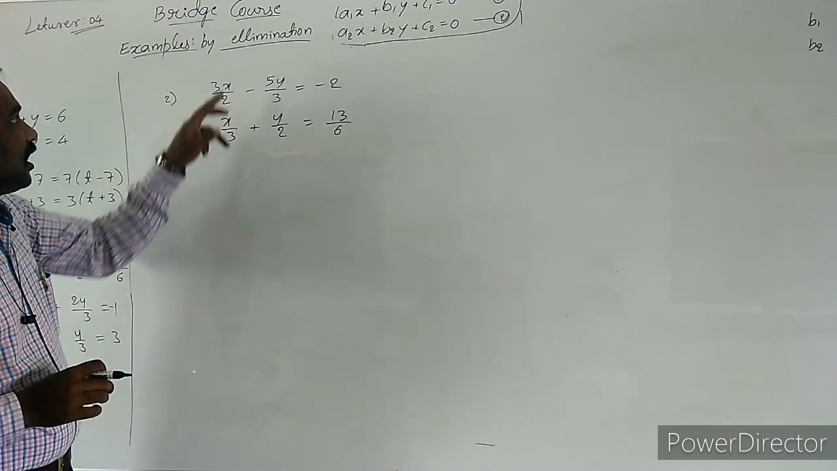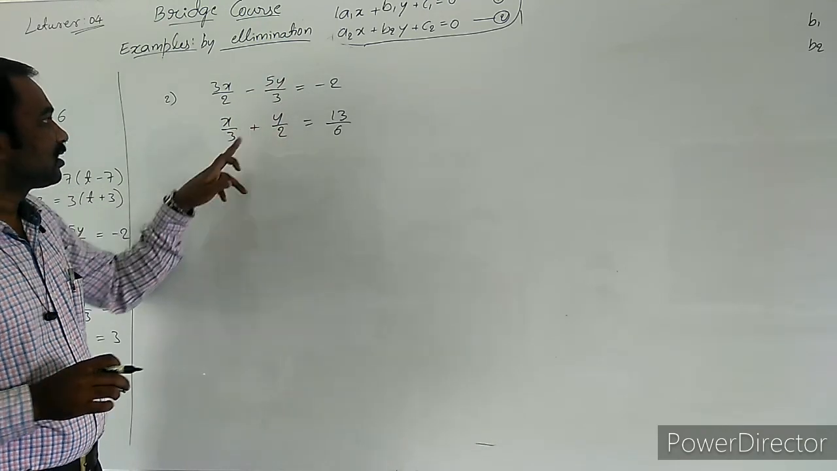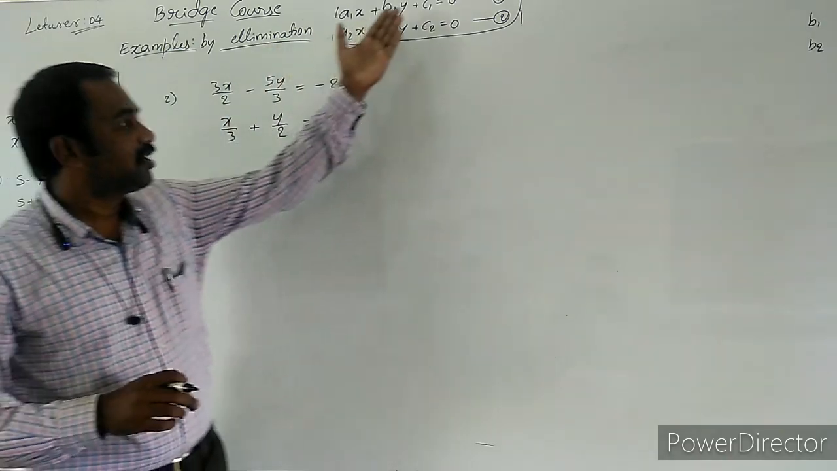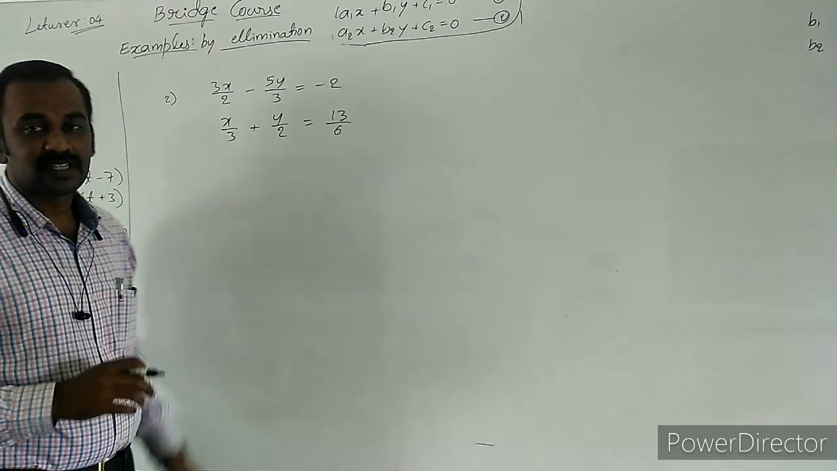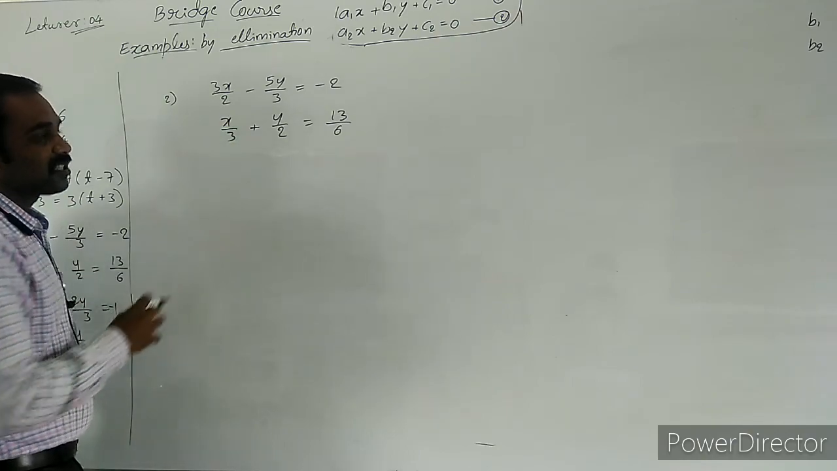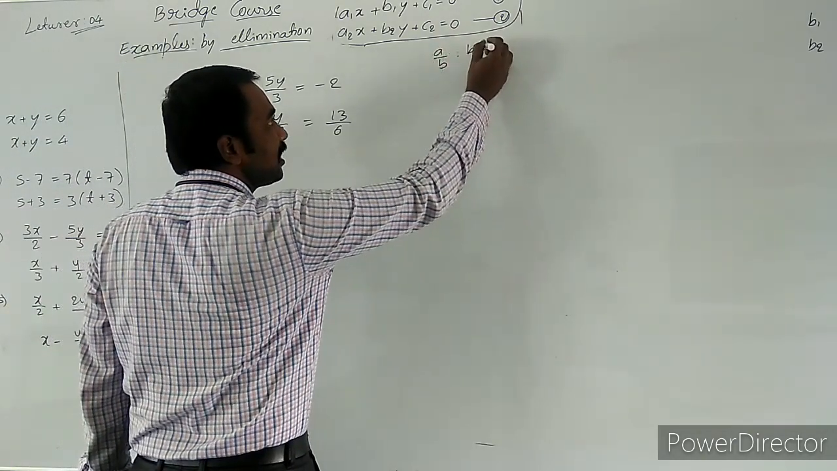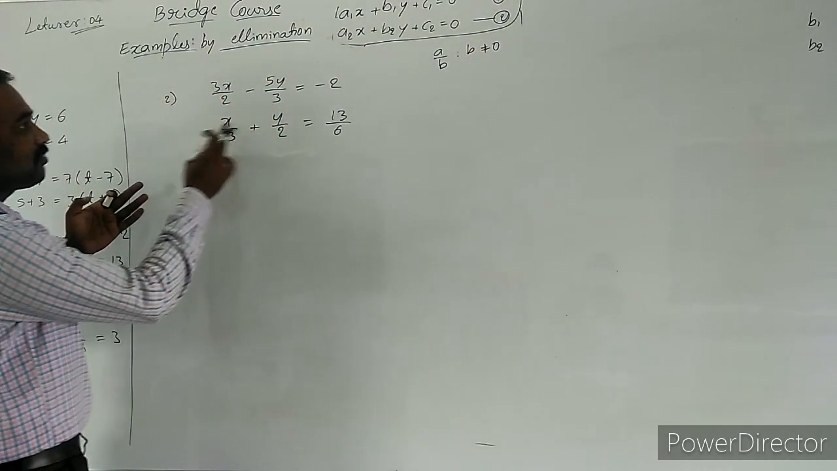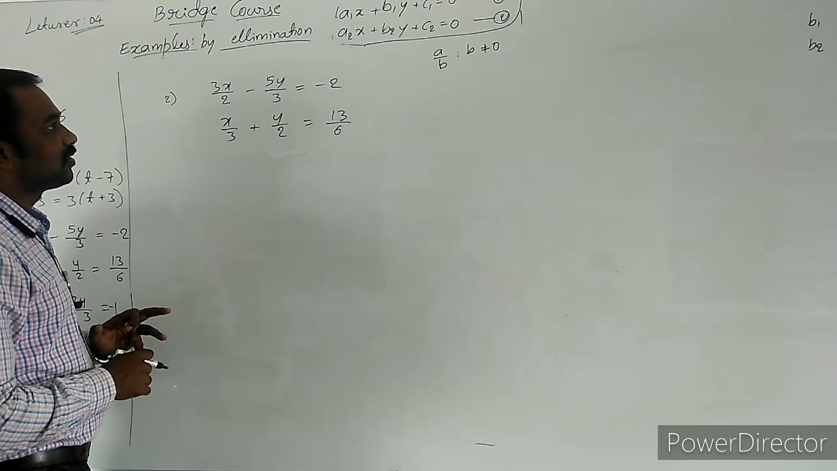Here observe that the x coefficient is 3 by 2, the y coefficient is minus 5 by 3. Here the x coefficient is 1 by 3, the y coefficient is 1 by 3. Here a1, b1, c1, a2, b2, c2 are all real numbers. Yes, obviously these are real numbers, nothing to worry. So now, instead of writing rational numbers, p by q form, provided q is not equal to 0, I'm converting them into integers. How can we convert them into integers?